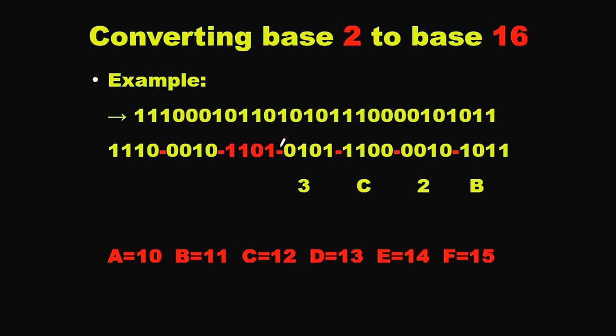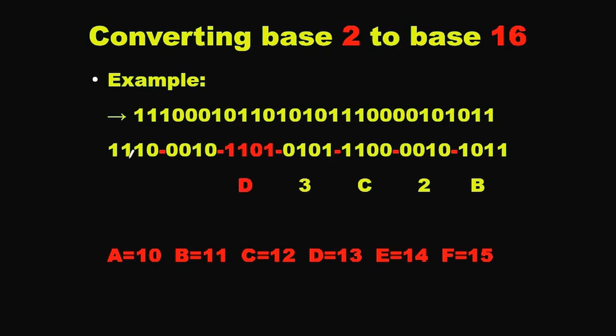Why did I put 3 here? This should be 5, guys. And what's that? 13. Was it 13? Now I'm gonna check it. 8 and 4 and 1, 12, 13. This 2 and this is E.